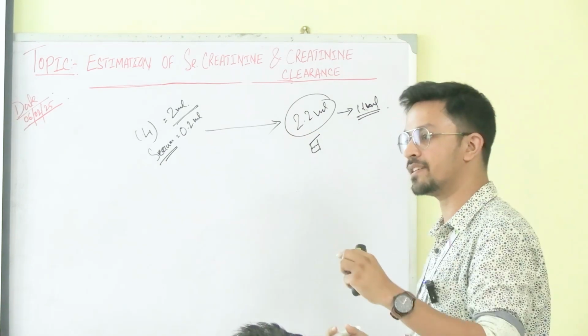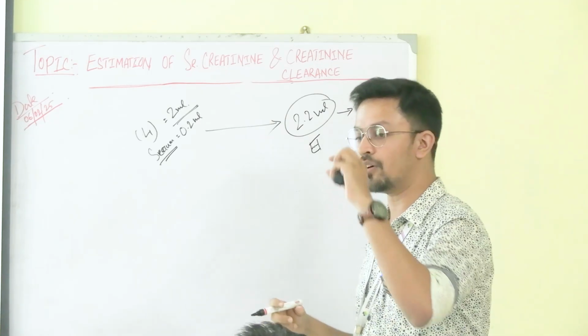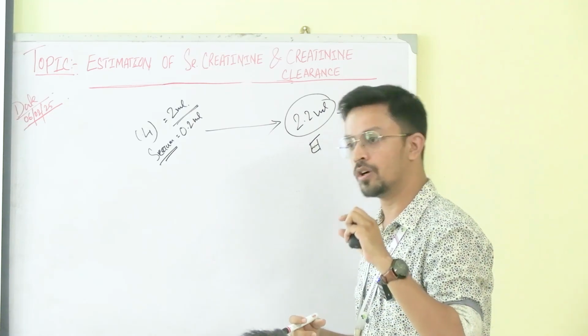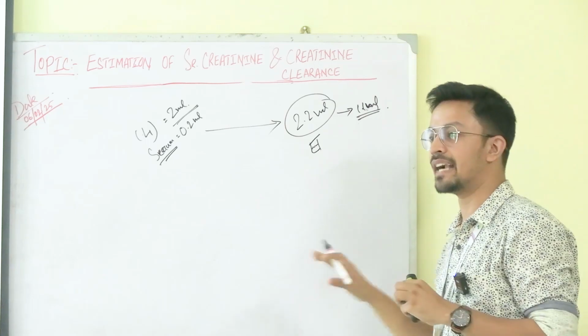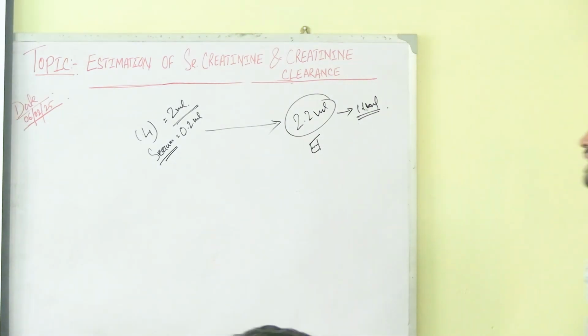It means you are first mixing the serum with the picric acid, precipitating the unwanted particles, then you are taking only the supernatant, the clear fluid that is in the test tube, okay? And by that process you are eliminating the protein and the unnecessary substances that can give you a falsely high value. Got it? Fine.